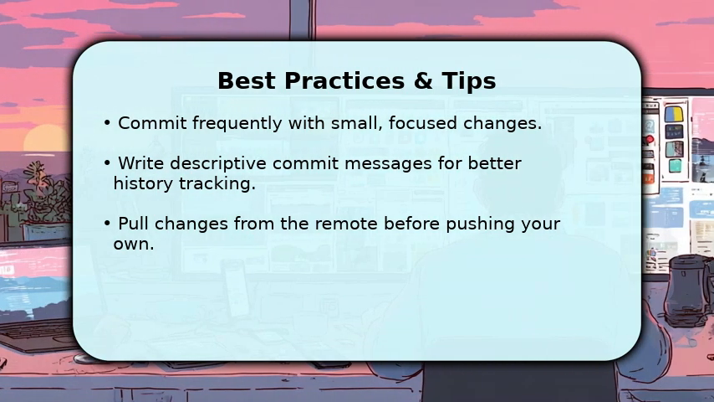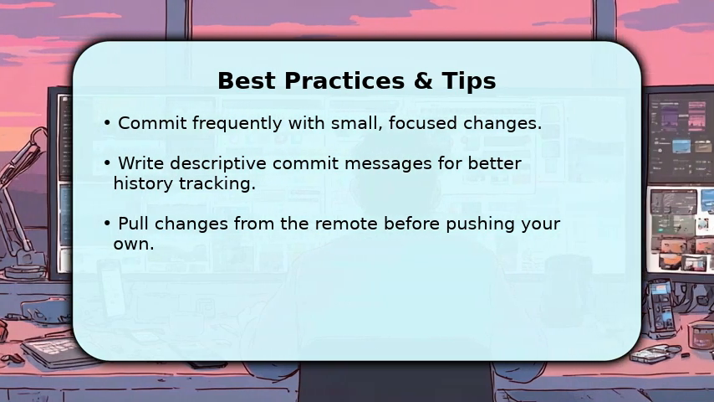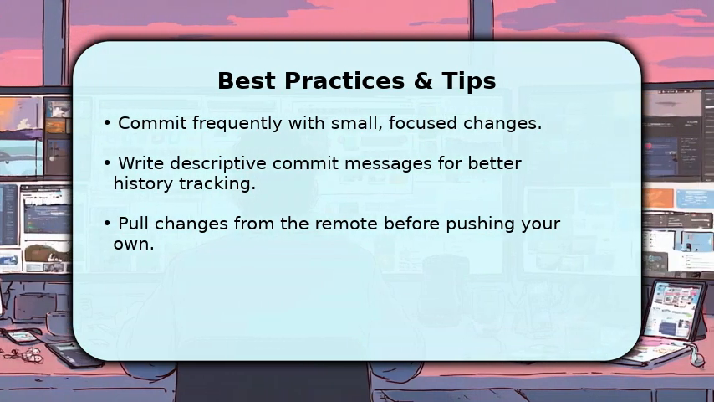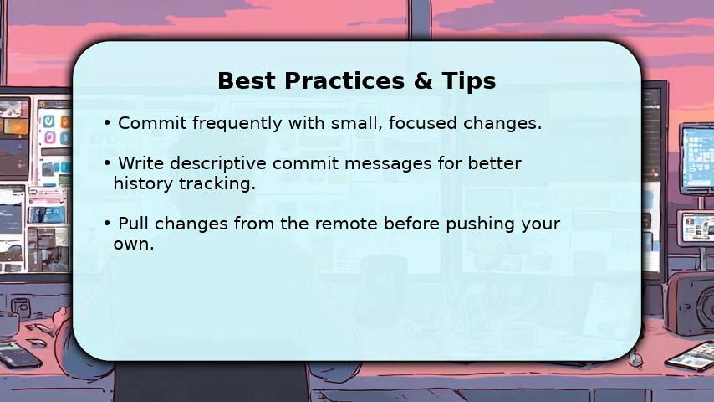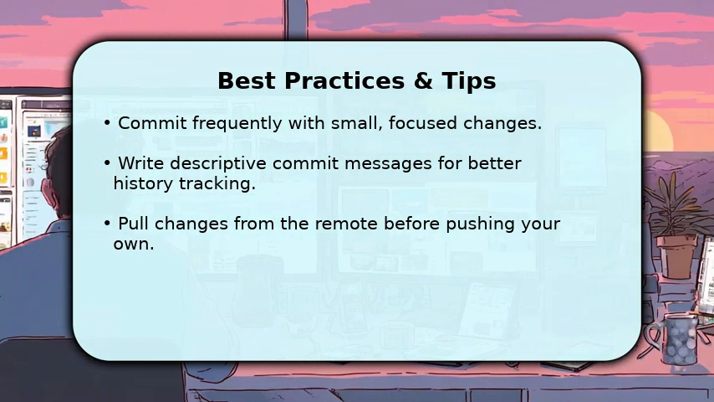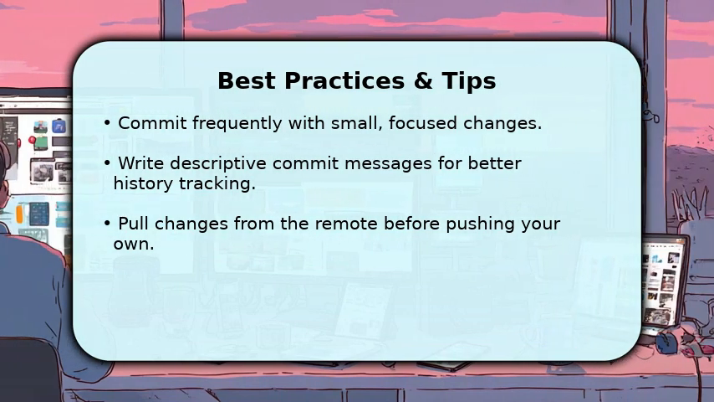Always write descriptive commit messages. Aim for messages that are 50 characters or less for the subject line, followed by a blank line and a more detailed body. Remember to pull before pushing to integrate team changes smoothly. Utilizing branches for new features or bug fixes is also a best practice for collaborative development.